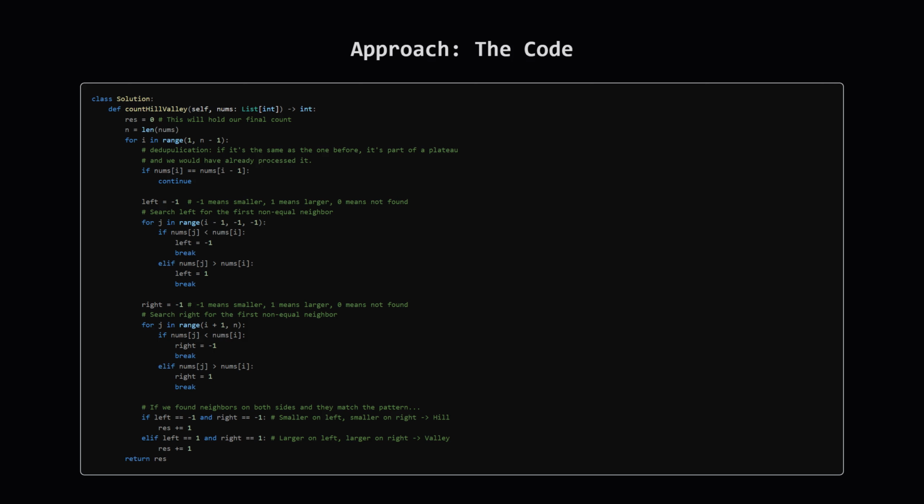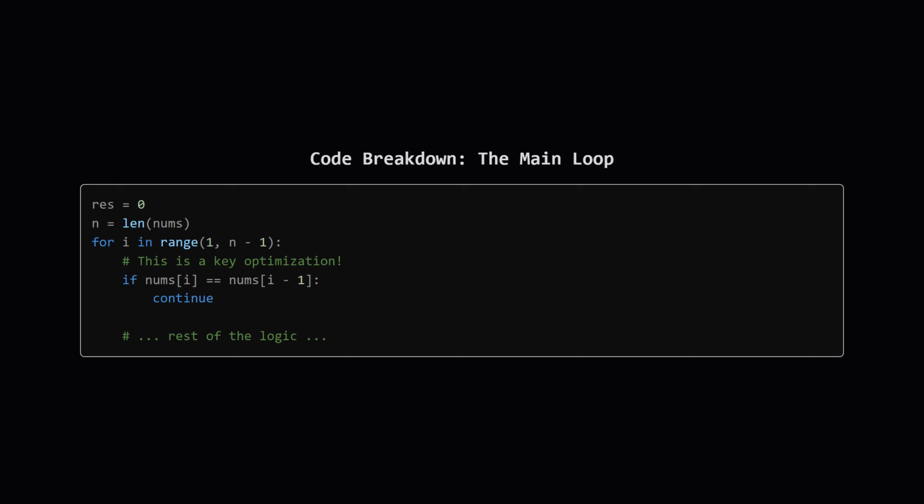Alright, here's the Python code that implements this idea. It might look a little intimidating with the nested loops, but don't worry, we're gonna break it down piece by piece. First, we set up our result counter and get the length of the list. Our main loop, using the variable i, goes from the second element up to the second to last. The very first thing we do inside is a check. If the current number is the same as the one just before it, we just continue to the next iteration. This cleverly handles those plateaus we talked about, ensuring we only evaluate the first number in any flat sequence.